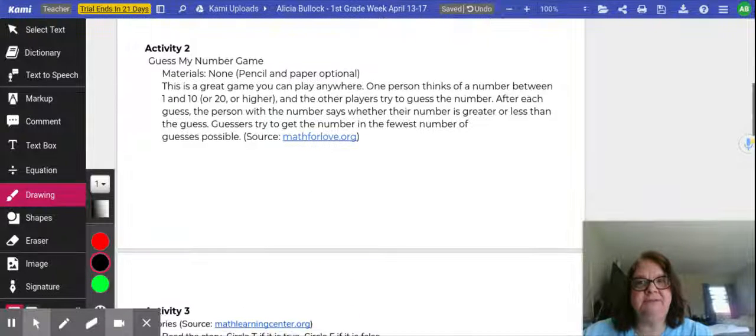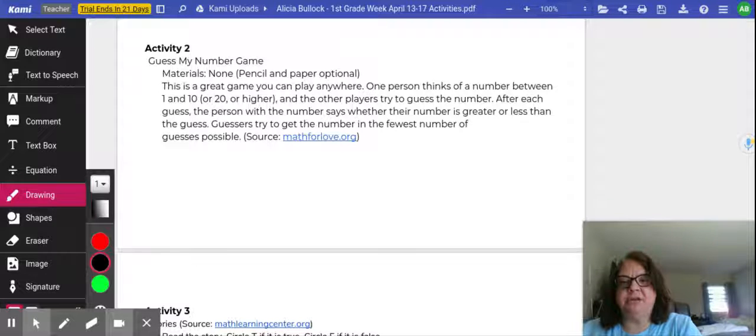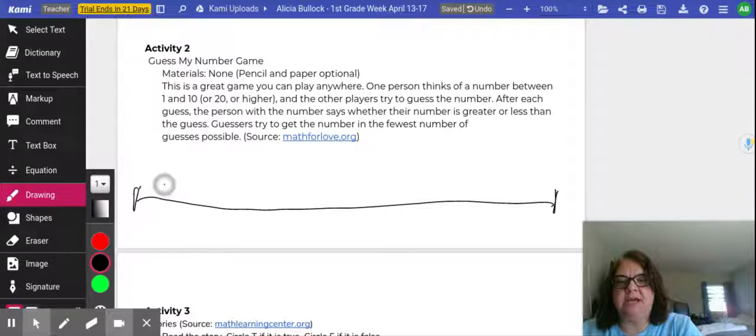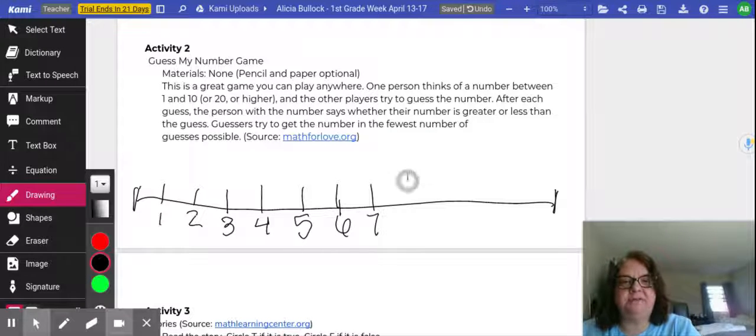All right, this next activity is kind of fun. You don't need a paper and pencil for this, but I am going to show you a short number line of how this might look if you used paper and pencil. You might want to put a number line on your paper so that you can figure out visually what number your person has in their mind. This is not required, but it is something that you can do every day.